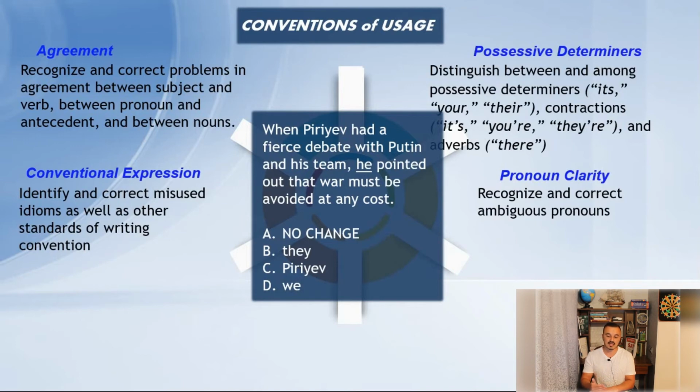When I say they and we, it's again not clear who they are, who we are. That's why the only correct answer, which makes my point clearly, is C. Piriyev pointed out that war must be avoided at any cost. And by the way, teachers are much more peaceful than politicians are.